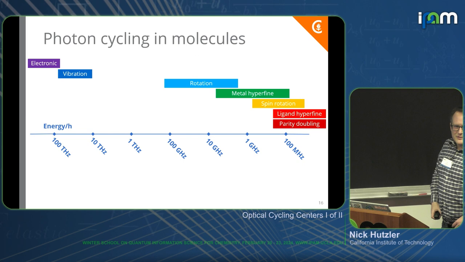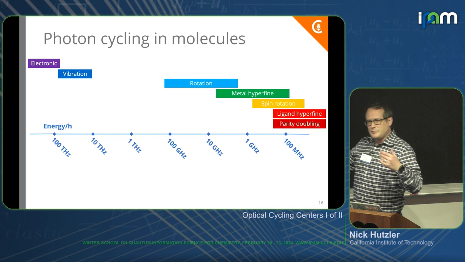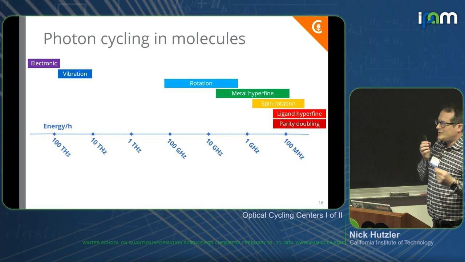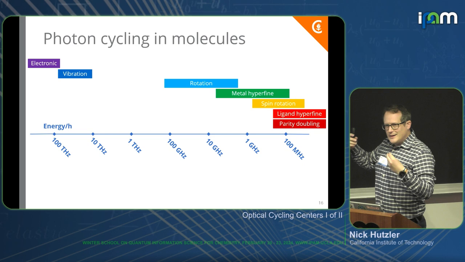What we're going to do, there was previously a nice animation showing this, but I'll just describe it because I deleted the slide. We're going to start up here and basically go down and just figure out, okay, if you want to cycle photons, if you want to engineer an optical cycling center in a molecule, what do you need to do? We talked about that electronic vibrational decoupling thing, but is that it?